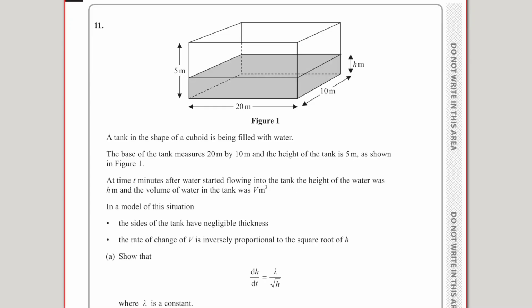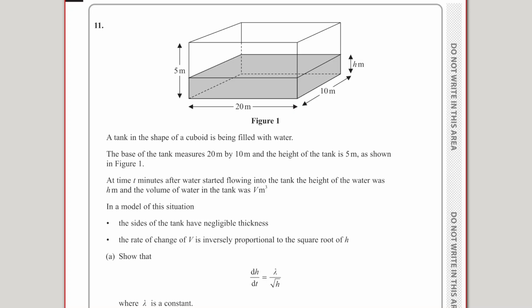A tank in the shape of a cuboid is being filled with water. The base of the tank measures 20 meters by 10 meters, and the height of the tank is 5 meters, as shown in figure 1. At time t minutes after water started flowing into the tank, the height of the water was h and the volume v. In a model of this situation, the sides have negligible thickness and the rate of change of v is inversely proportional to the square root of h.